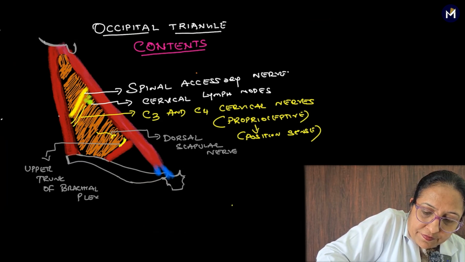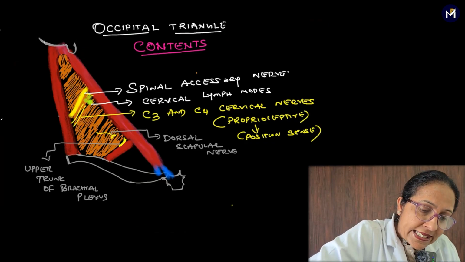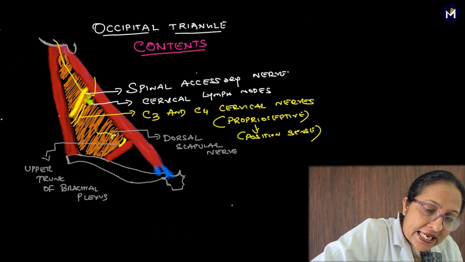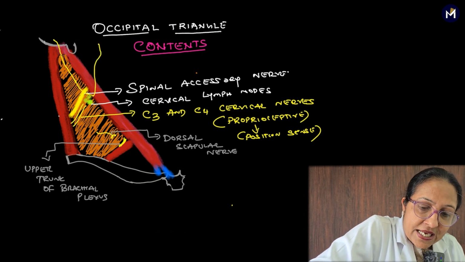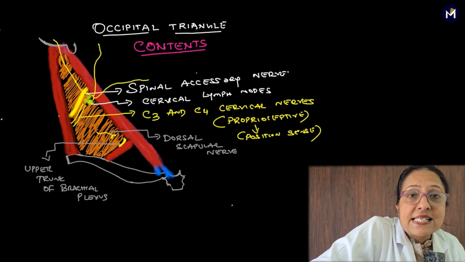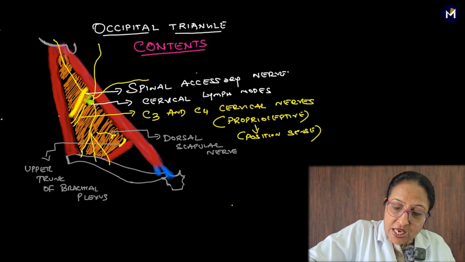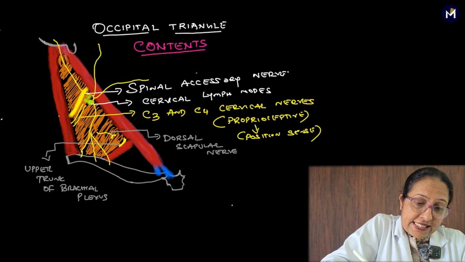Then we have the cutaneous nerves, which we have also discussed in the roof in the previous class. That is, one is lesser occipital nerve. This is great auricular nerve. This is transverse cervical nerve, and this is the supraclavicular nerves. So these are the cutaneous nerves.